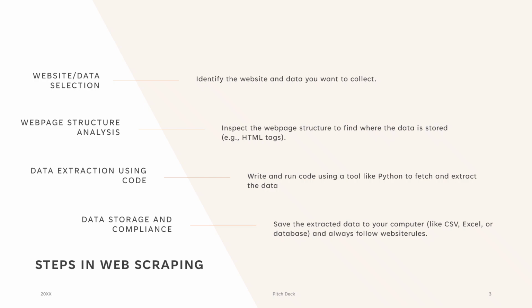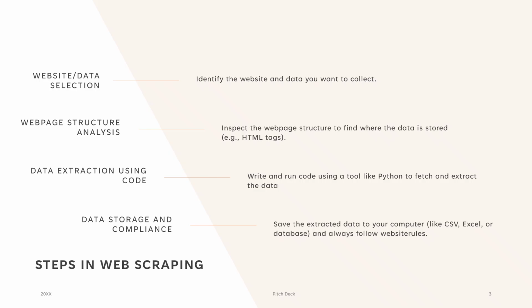Step 2, web page structure analysis. The next step is you inspect the web page's HTML to understand where the data is located. You will look for HTML tags like the H1 tag for heading, P tag for paragraphs, or A tags for links. This is like learning the map of the website. The third step is data extraction using code. Now, you write Python code to fetch the web pages and extract the data you need. We will use tools like BeautifulSoup and Requests for this.